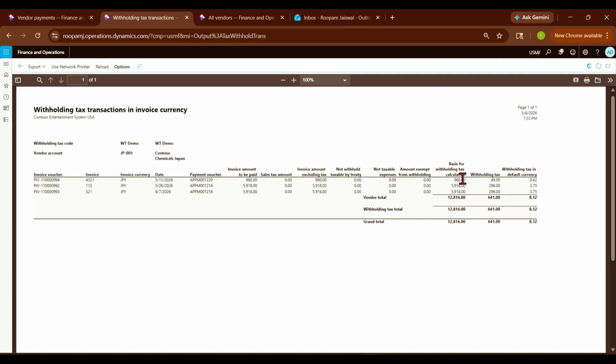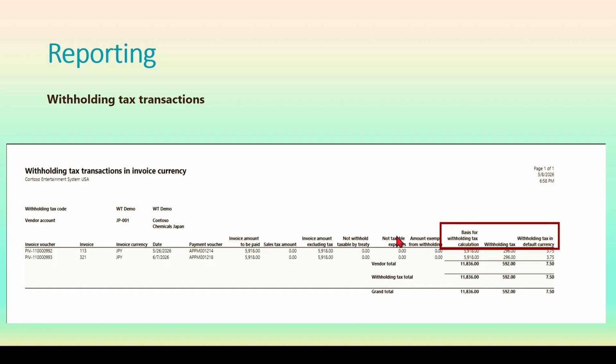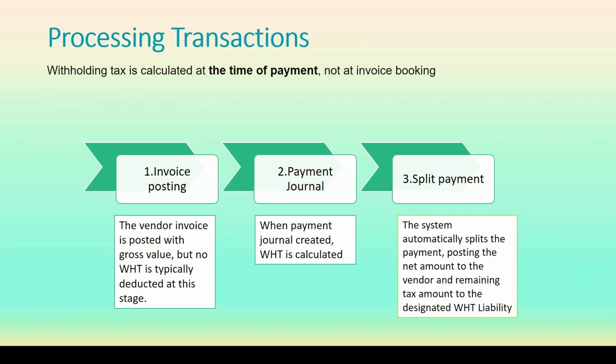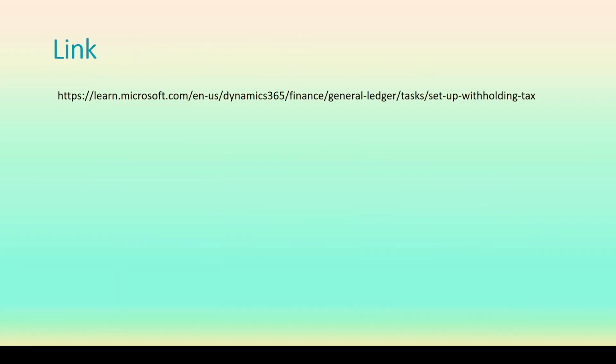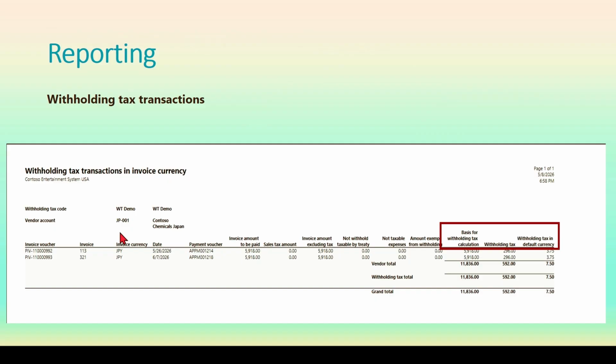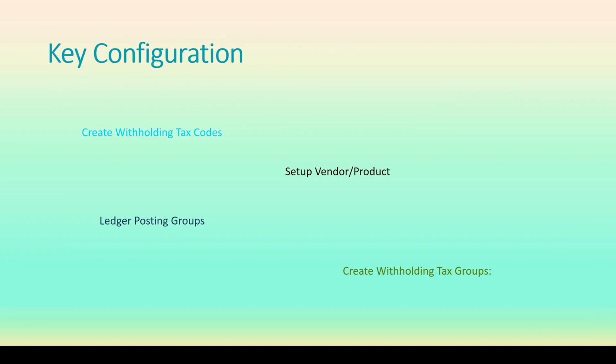So in withholding tax calculation, this is how you see the end-to-end process, where you can learn how to generate an invoice and how we make a payment journal. Once you make a payment journal, the system will automatically split the payment amount, and the remaining amount will be in the withholding tax liability account of the buyer. This is an important link which you can refer to. And for the reporting also, we have seen where the transactions will be reflected. Thank you.